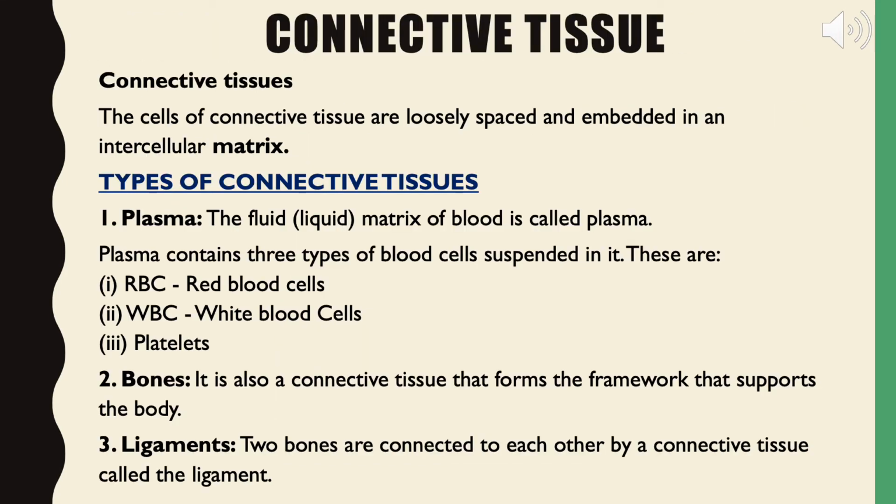Now students, we are coming to the next type of tissue, that is connective tissue. As the name indicates, connective means to connect something. These tissues are loosely packed and they are embedded in an intercellular matrix. Now we are coming to the types of connective tissue. The first one is blood.